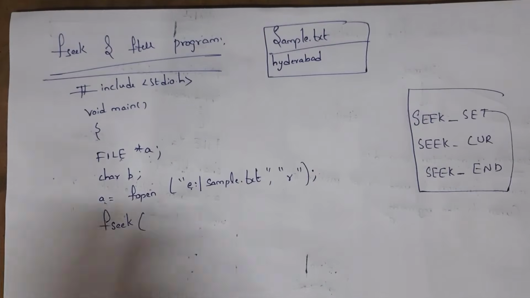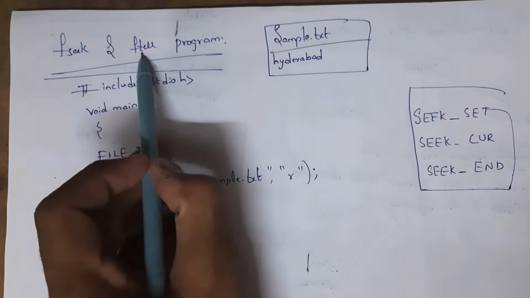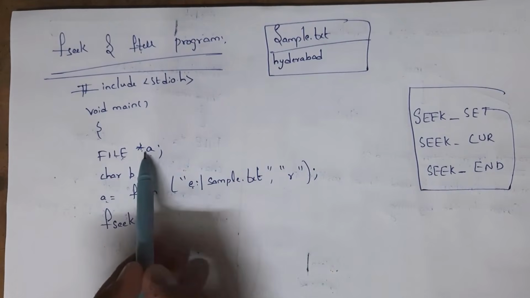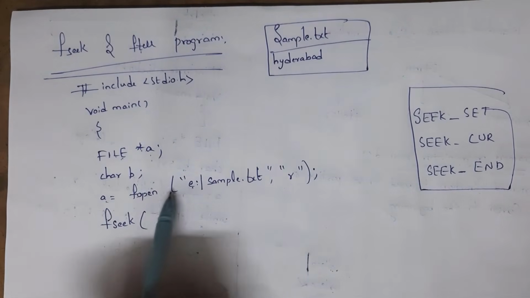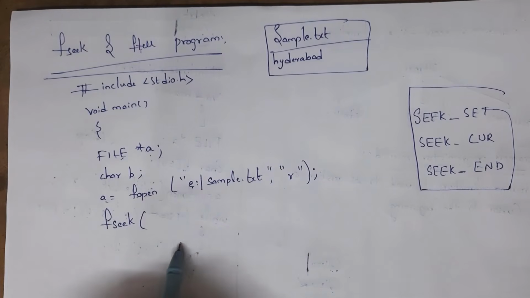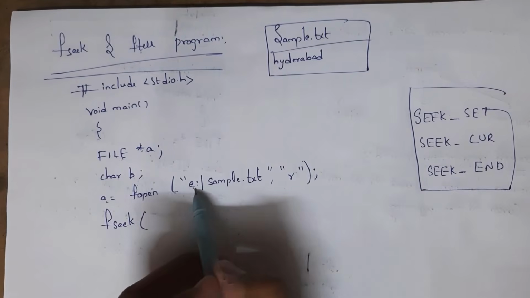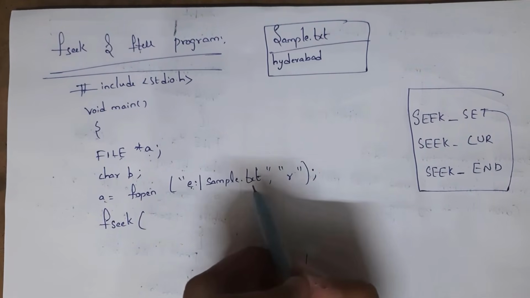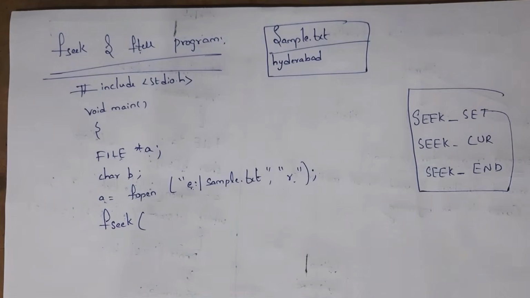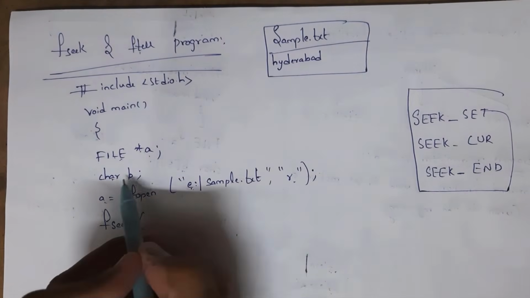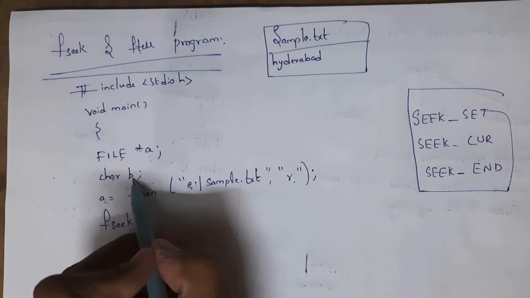Next I will explain fseek and ftell with example program. At first I wrote FILE star A, where star represents pointer variable A, and I wrote A equal to fopen. My file is present in local disk E, and my file name is sample.txt. So I wrote here E sample.txt. Now I want to read this file, so I wrote here read mode. I want to read only a single character, so for that purpose I wrote here character B. I did not take a string. I just took a character because I want to read only a single character.